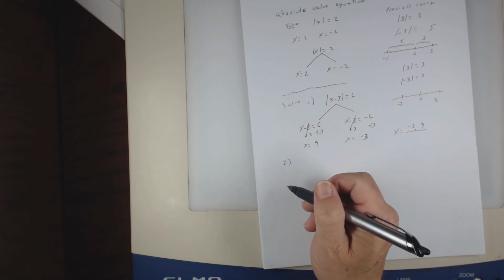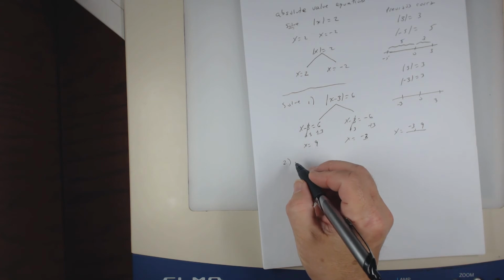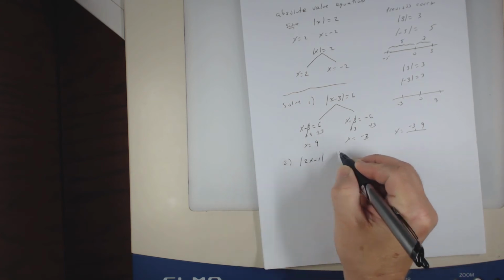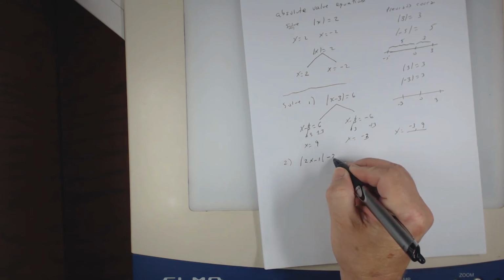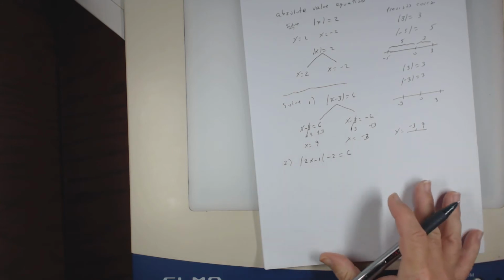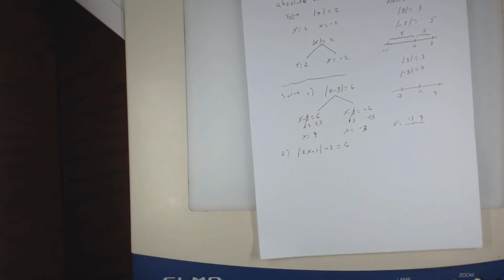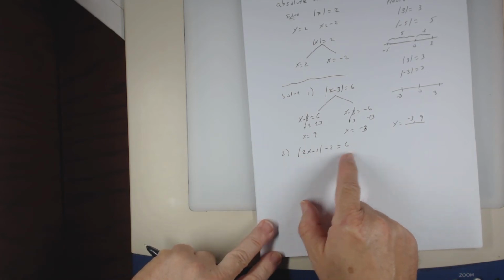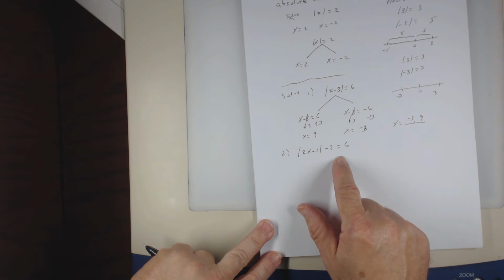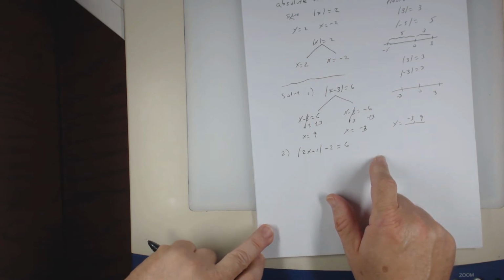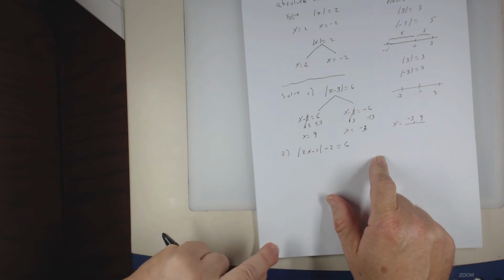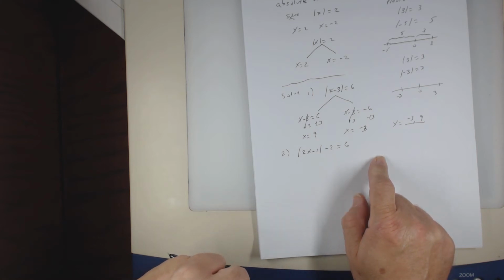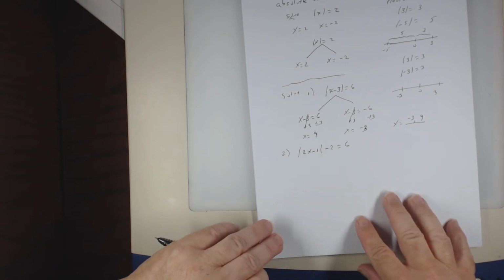What if you had the absolute value of 2x minus 1, minus 2 equals 6? Okay, I'm making this up though. So what if I had that? Right, so again, some students will make this mistake. They'll say, I'm going to go ahead and rewrite it as 2x minus 1 minus 2 equals 6, and then 2x minus 1 minus 2 equals a negative 6. That doesn't work. You're losing one of your solutions. One's correct, one's not.